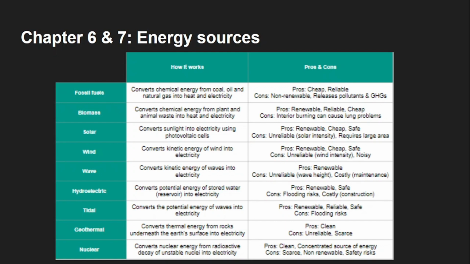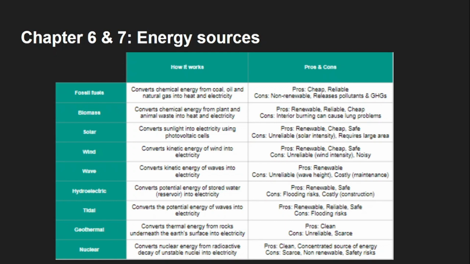The pros are it's renewable, it's reliable, it's cheap. The cons are usually it's used to provide heat in lowly developed countries, and usually when it's burned, it's not very well ventilated, and that tends to release particulate matter. It tends to release carbon monoxide, and all of these things can cause health issues for the people relying on biomass to provide them with heat.